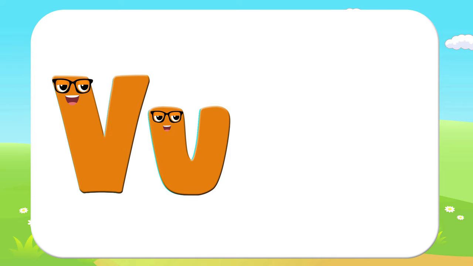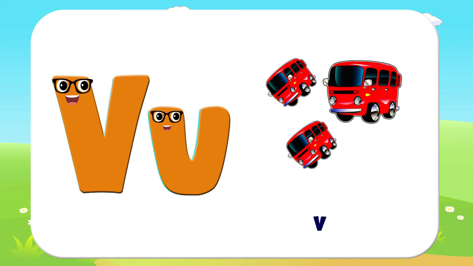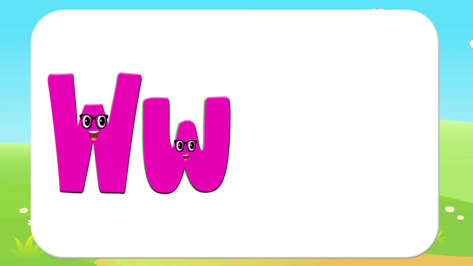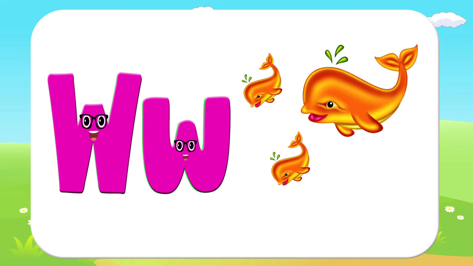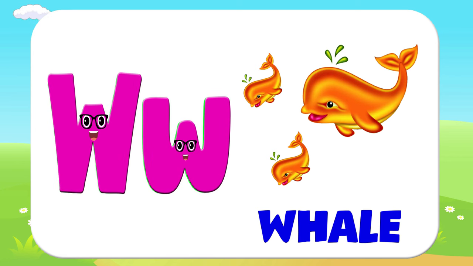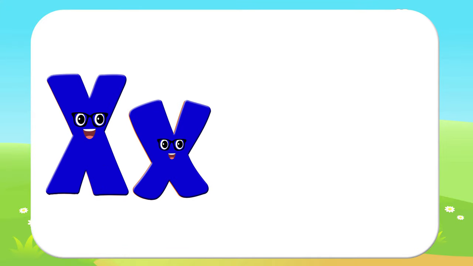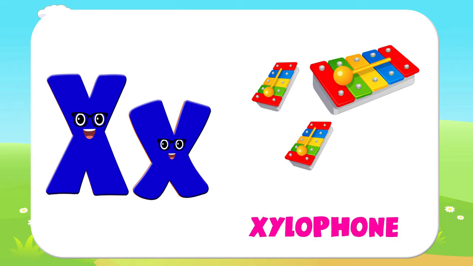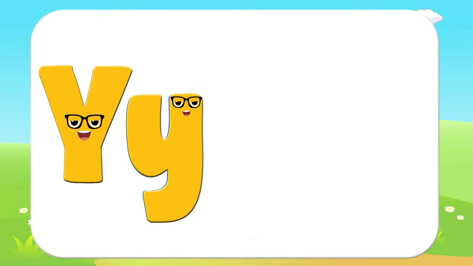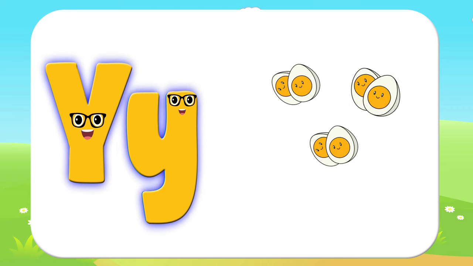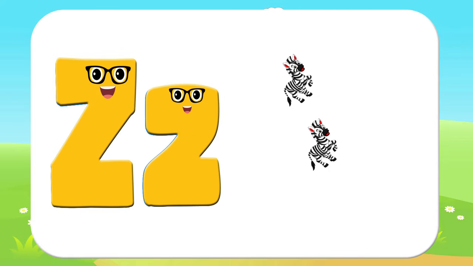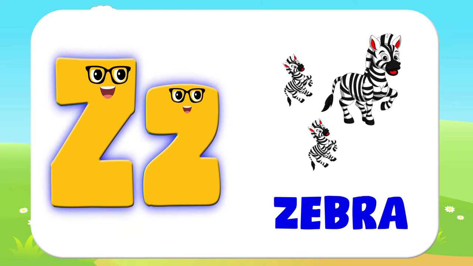V. V, v, v. Van. V, van. W, w, w, w. Whale. Whale. X. X, x, x. Xylophone. X, xylophone. Y. Y, y, y. Yuck. Y, yuck. Z. Z, z, z. Zebra. Z, zebra.